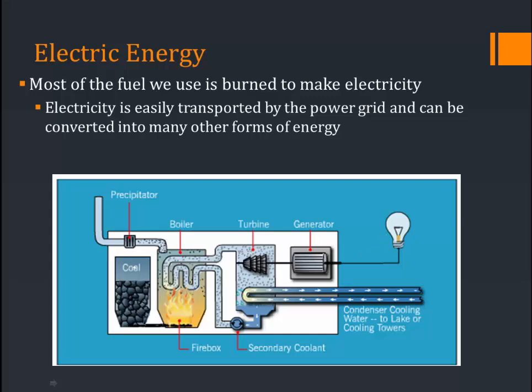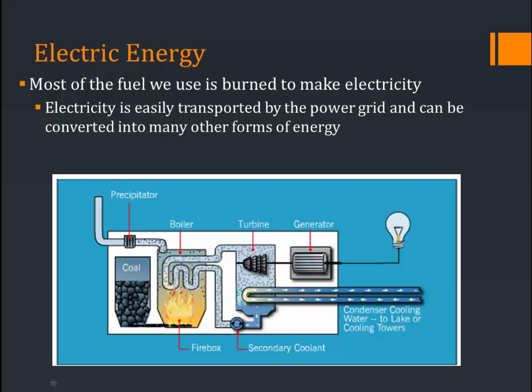And this shows a coal burning power plant, but it doesn't matter if it's a coal burning power plant, a nuclear power plant, a hydro power plant, or a wind turbine. They're all doing the same thing. They're trying to turn a magnet through some wires in order to generate an electric current.